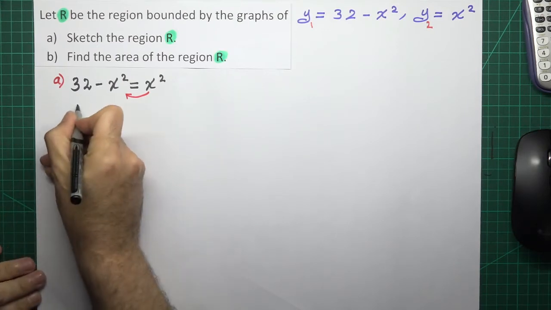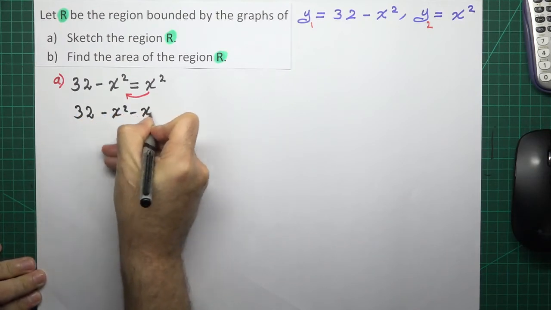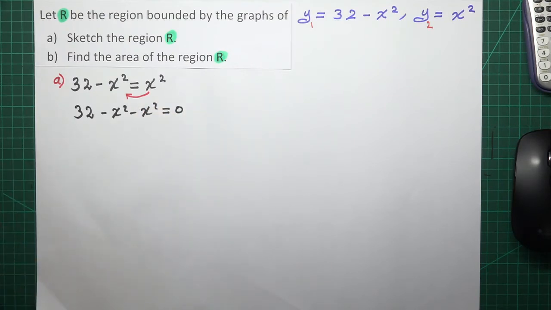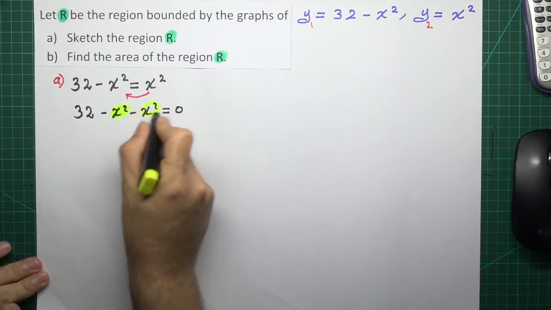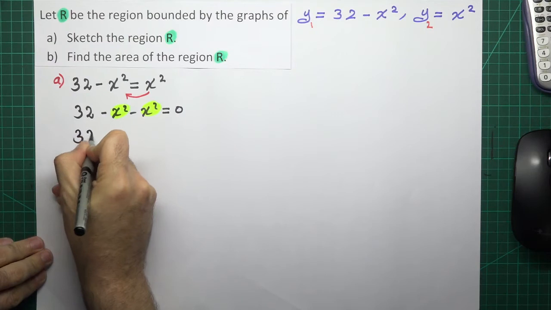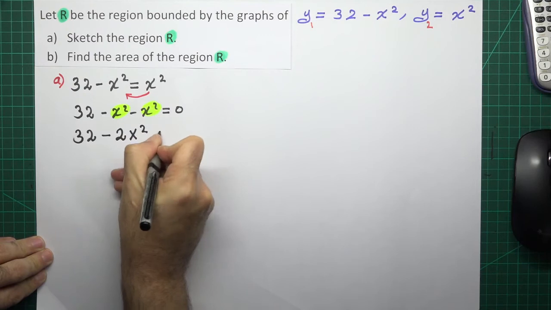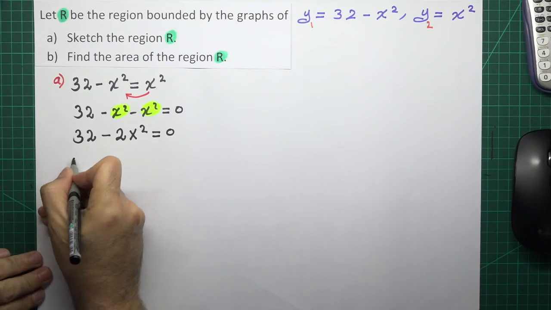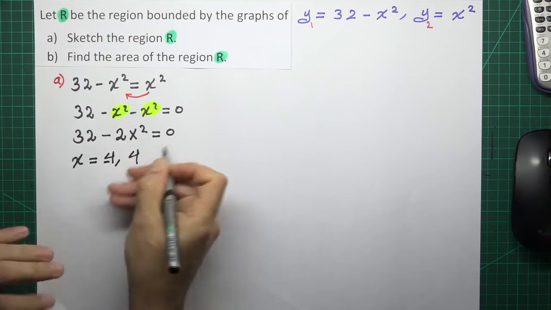So here I will have 32 minus x squared minus x squared equals 0, as you observe. And now students, I can combine this and this, and if you combine them it will be 32 minus 2x squared equals 0. You can solve this with the calculator, or mentally, or by factorization, the way you like. x will be 4 and minus 4, or minus 4 and 4.